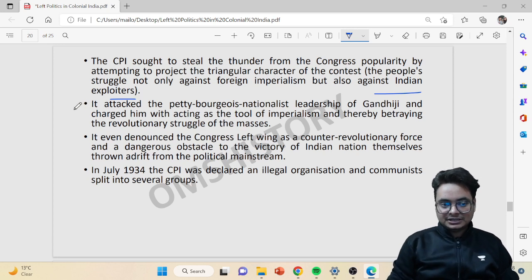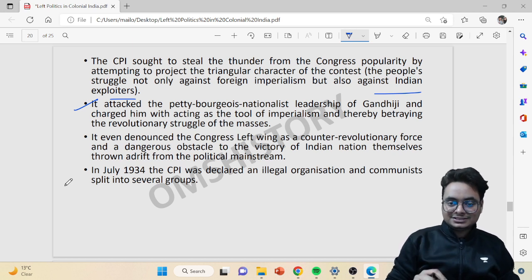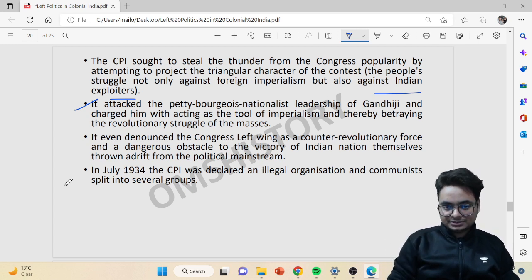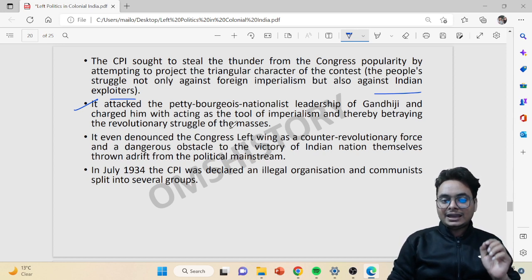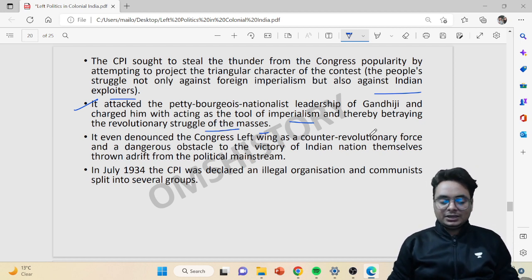According to these communist ideologues, the petty bourgeois or nationalist leadership of Gandhiji was criticized by the Communist Party or the communist leaders, and they charged Mahatma Gandhi of acting as a tool of imperialism and thereby betraying the revolutionary struggle of the masses.